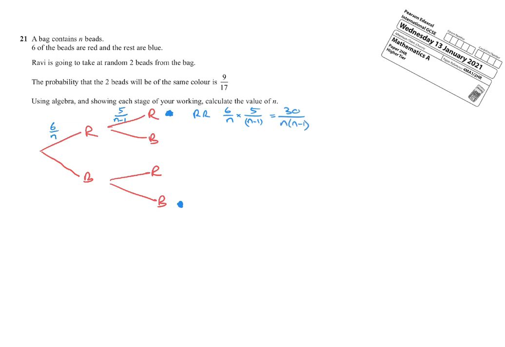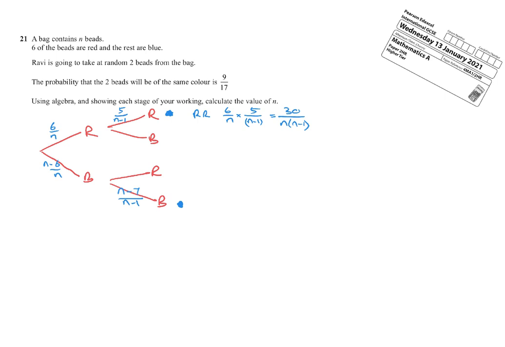Now let's do blue, blue. At the beginning, there are still n beads in the bag. And if I pick a blue one, well, how many blues are there? Well, there are n beads and 6 of them are red, which means the rest of them are blue. So it's n minus 6 blue beads in the bag. Now, when I take a second one out, there is 1 less bead in the bag. So the number of beads in the bag is n minus 1. That's my denominator. And there's 1 less blue. So it's n minus 6 minus 1. So that's n minus 7.